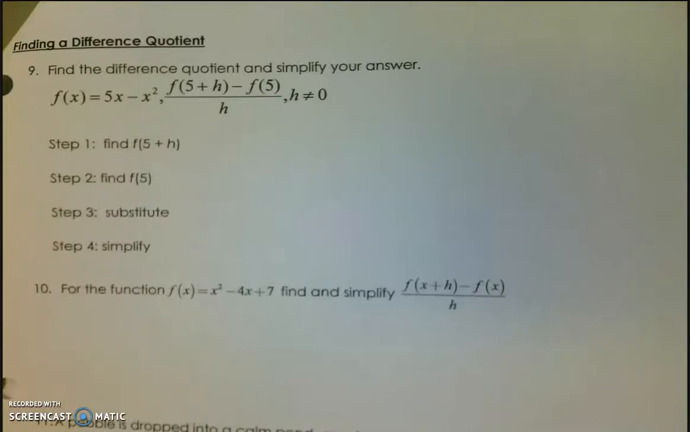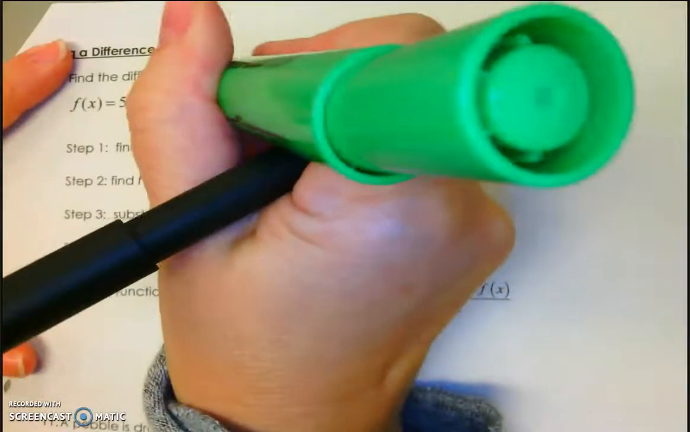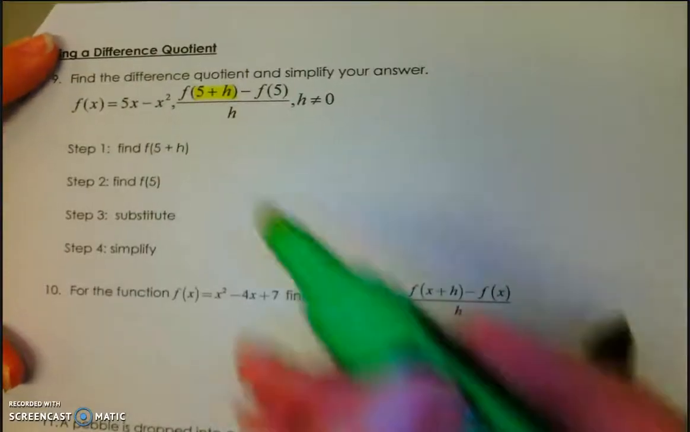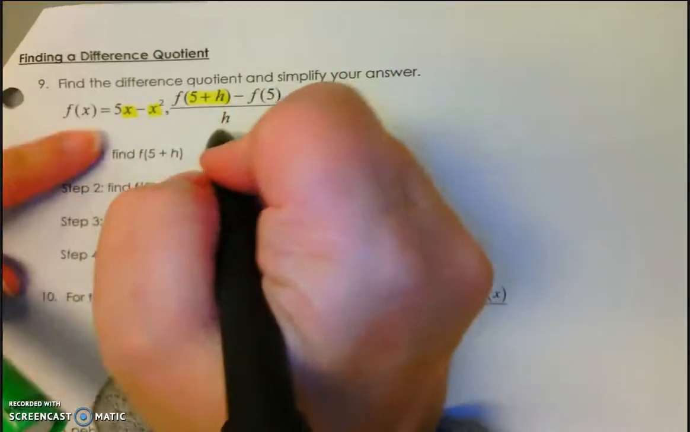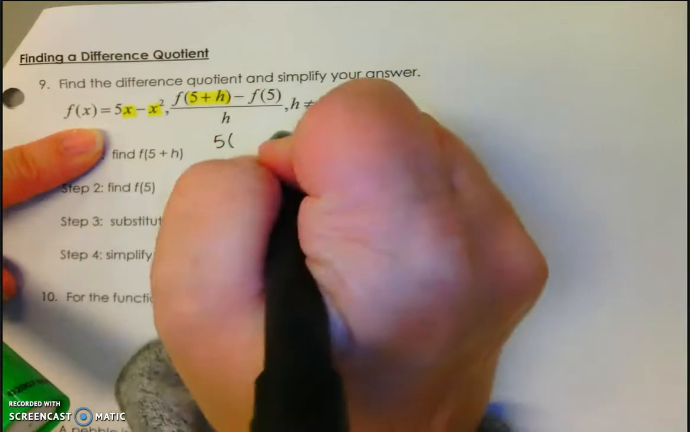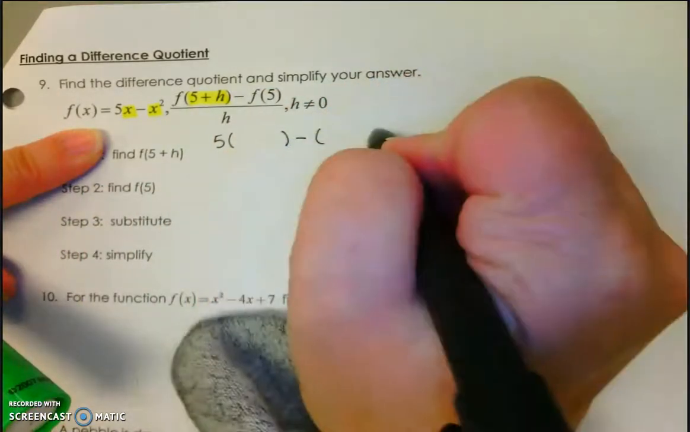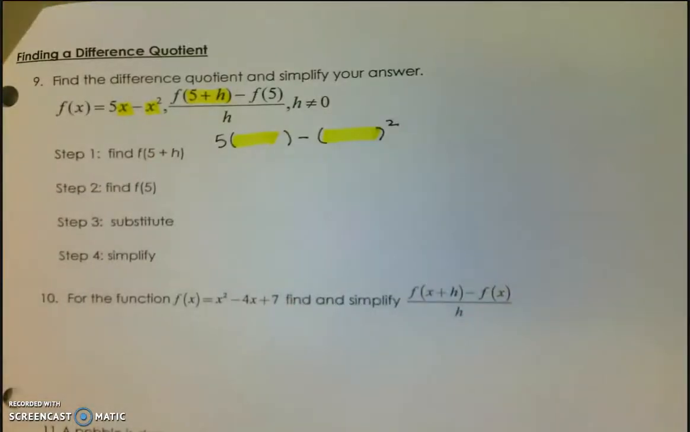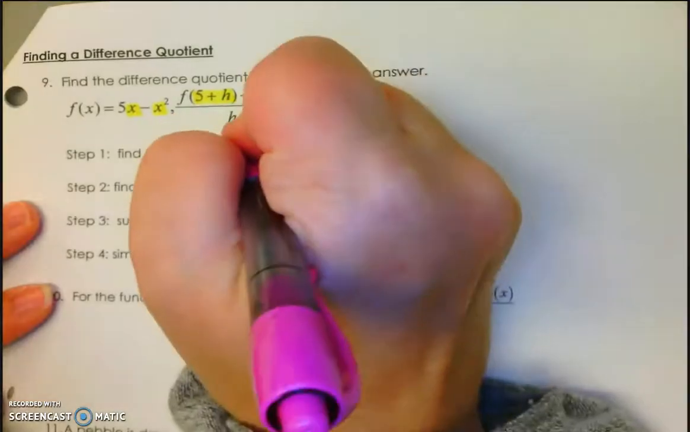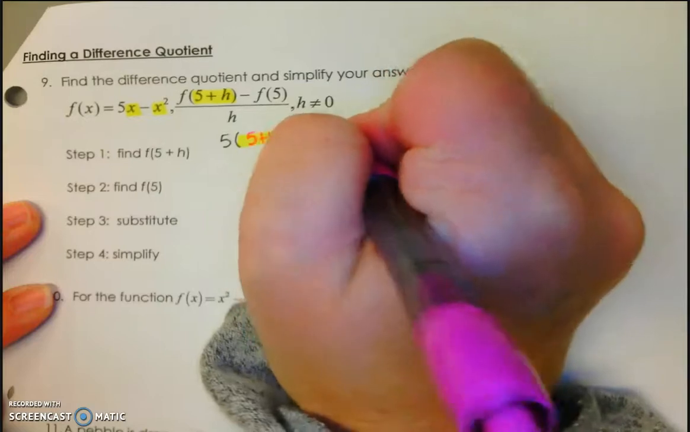Okay, so this is called the difference quotient. What we're going to do is take the things that are in the parentheses, in this case the 5 plus h, and that goes in for x in the f function. So your first step is to rewrite 5 with parentheses minus parentheses squared, and then those parentheses get replaced with the 5 plus h. Okay, that's your step 1.